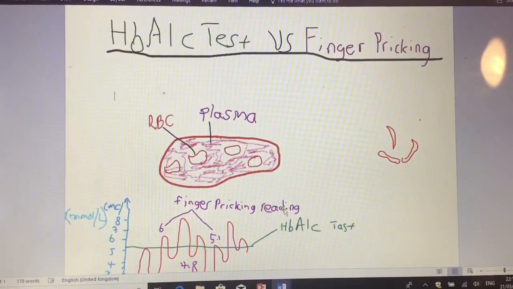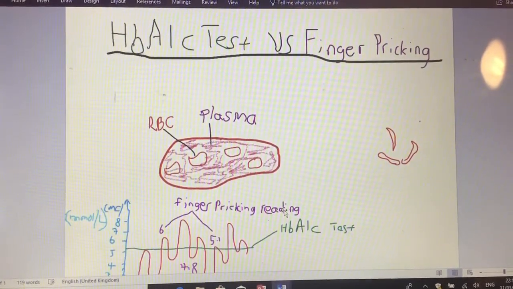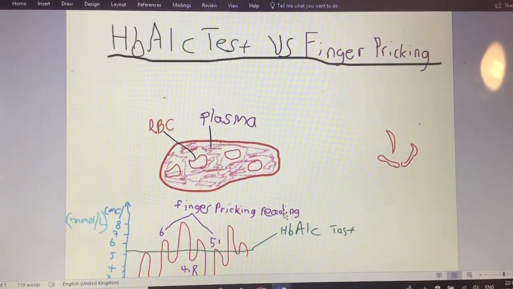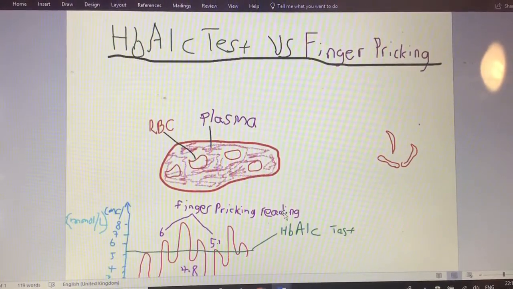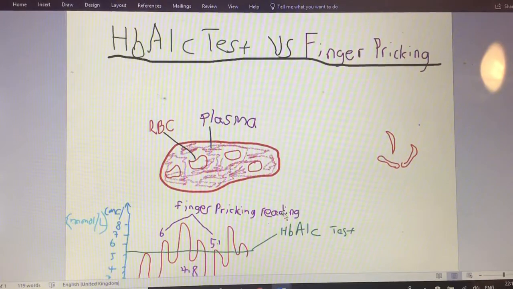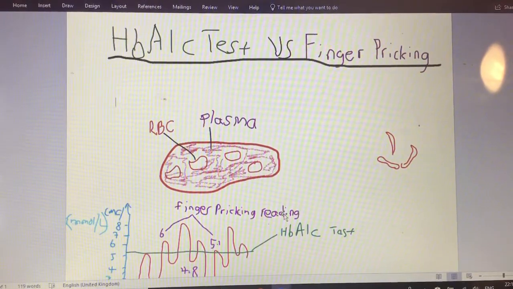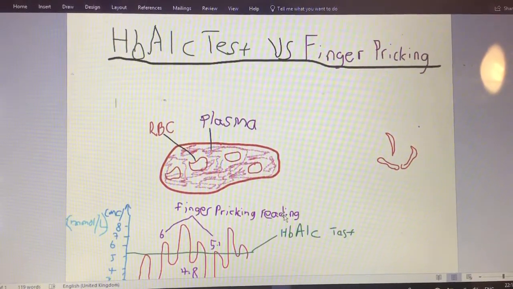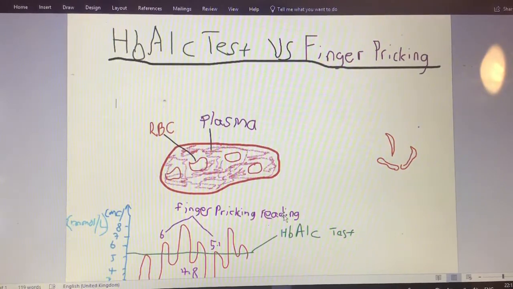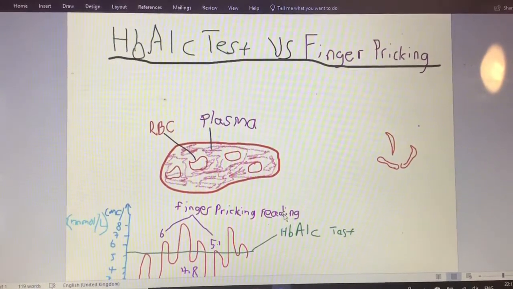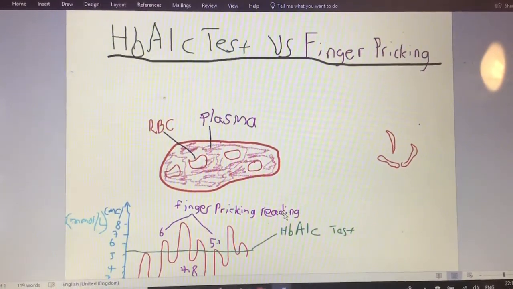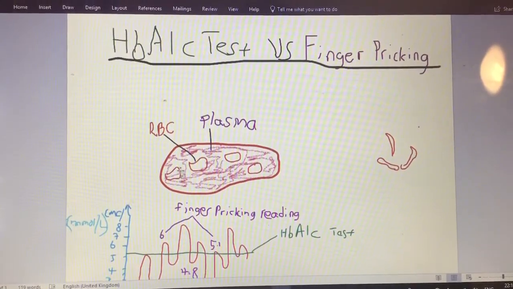Today I'm going to talk to you about hemoglobin A1C test versus finger pricking tests. And these tests are used to determine the glucose level in the blood and in the plasma, in the red blood cells and the plasma for people with diabetes. So I'll start by explaining red blood cell.